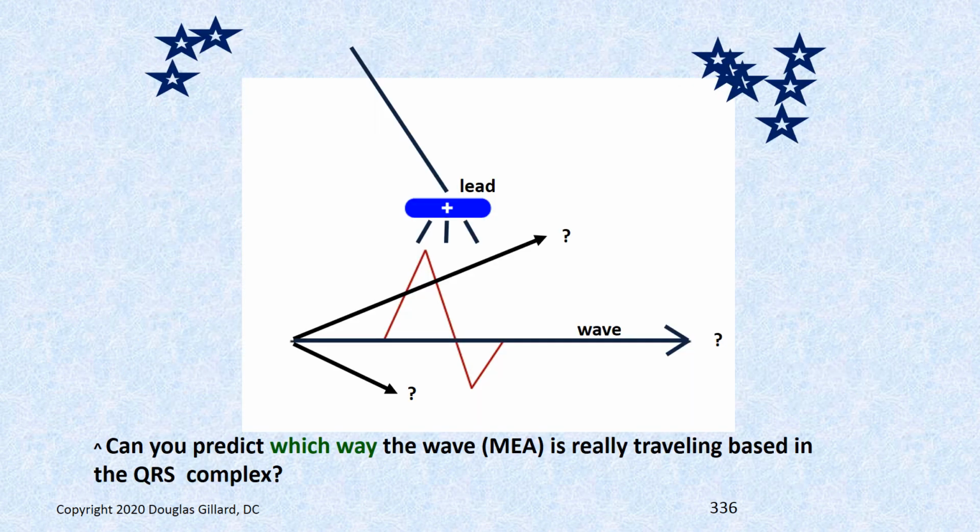All right, figuring out the MEA. Here we go. So can you predict, and here's maybe a sample question, which way the mean electrical axis is traveling based on this waveform? Right? So we've got a biphasic wave. We have limb lead A. We don't have really a lead in this direction before, but for this experiment, that's what we've got. So which way is the mean electrical axis heading? And for now, we're going to assume it's heading left to right. Well, is it heading up here, or is it heading straight, or is it heading down?